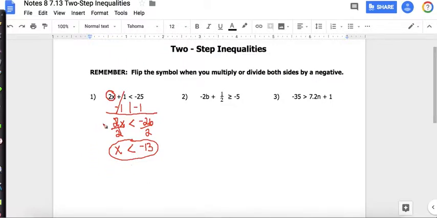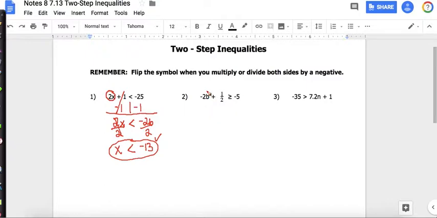Now there's two checks that you can do. You can plug negative 13 in, times 2, negative 26, plus 1 is negative 25. So yes, the number is in fact correct. And then if you want to see if your symbol is going the correct way, you pick something less than negative 13. So for example, negative 14. So negative 14 times 2 is negative 28, and negative 28 plus 1 is negative 27, and negative 27 is less than negative 25. So my symbol and my number are both correct. So that is how you would check to make sure your number is correct as well as your symbol.